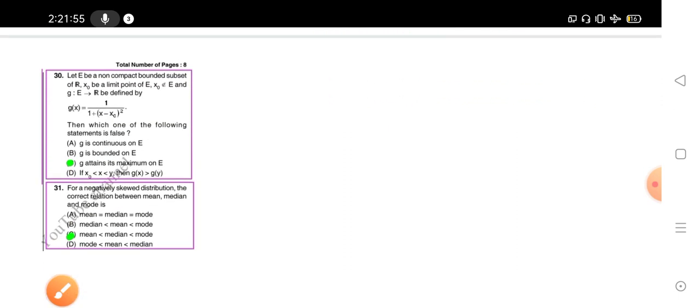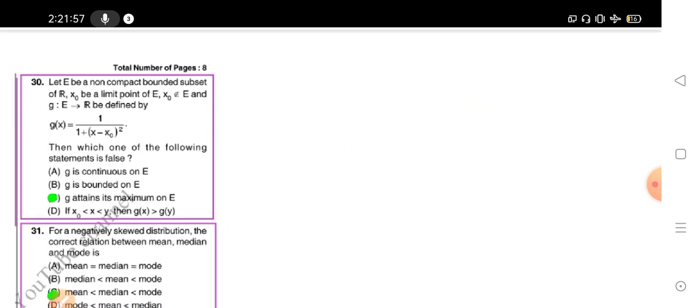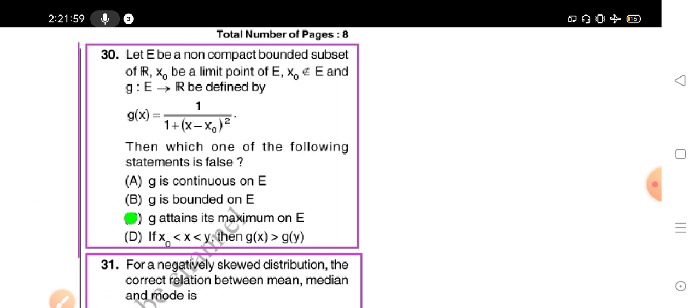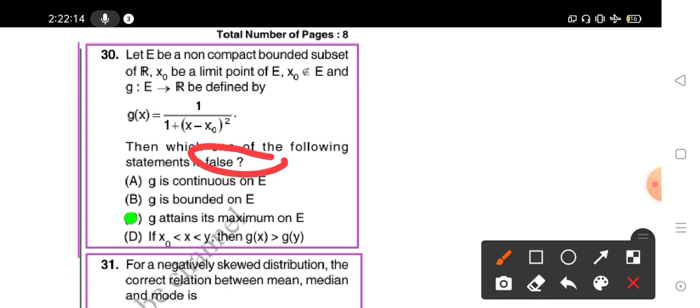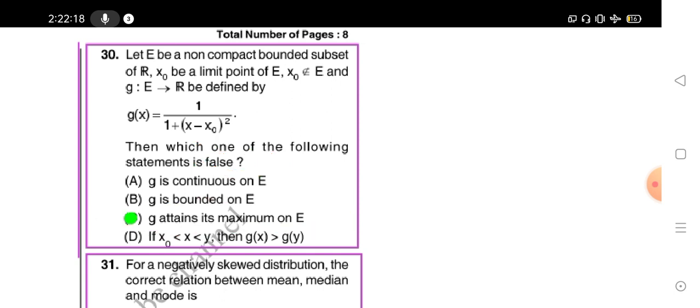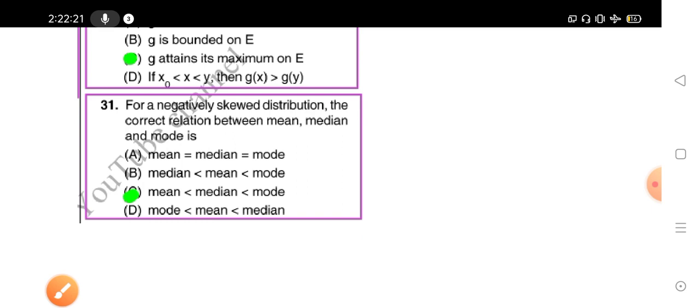Next question. Let E be a non-compact bounded subset of R, X0 be a limit point of E, X0 does not belong to E, and g from E to R be defined by g of x equals 1 upon 1 plus (x minus X0) square. Then which of the following statements is false? Here g attains its maximum on E. Option C is correct.